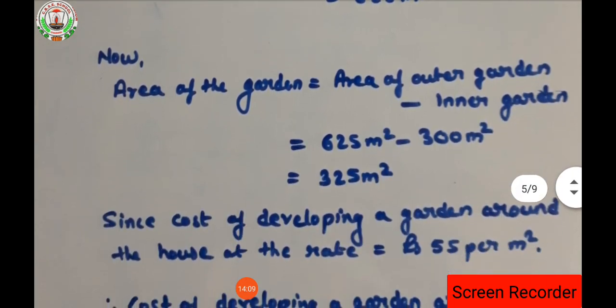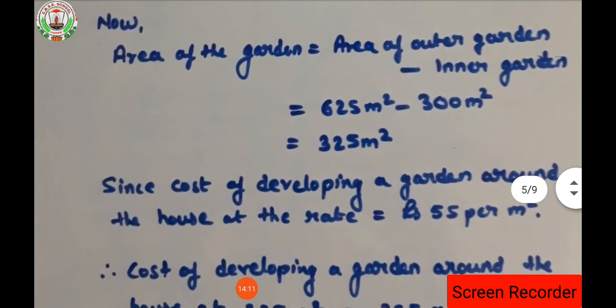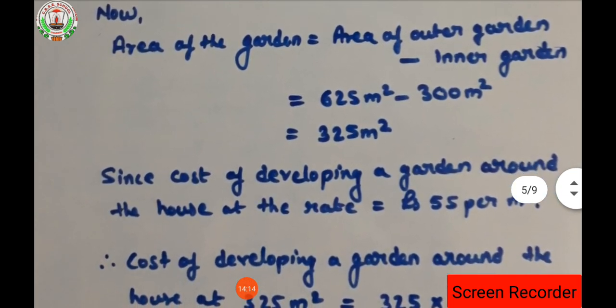Now after finding the inner and outer area of the garden, what do we have to do? We actually have to find the area of the garden. So we have to subtract the area of the inner garden from the area of the outer garden. 625 meter square is the area of the outer garden and 300 meter square is the area of the inner garden. Subtracting both, we get the area of the garden, that is 325 meter square.